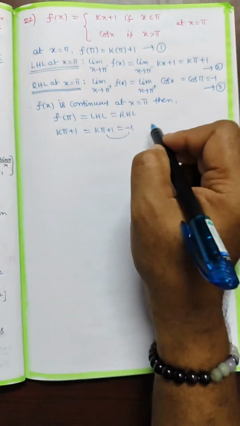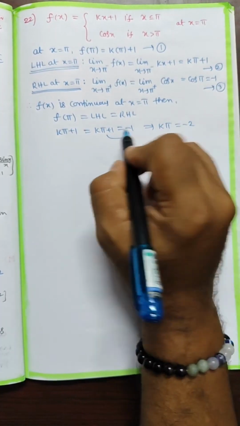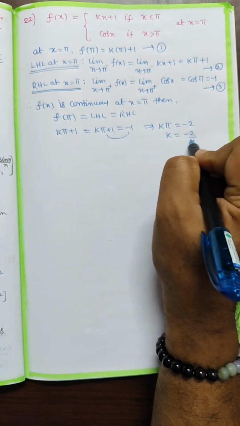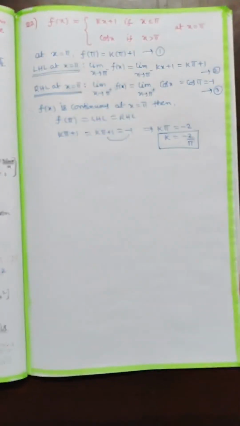So equating these two, dear students, k pi is equal to minus 2, 1 also bring this side. So k is equal to minus 2 by pi. So for the value of k equal to minus 2 by pi, the function is continuous. Okay.